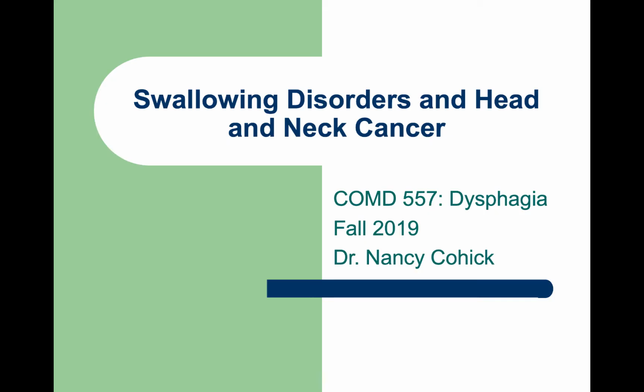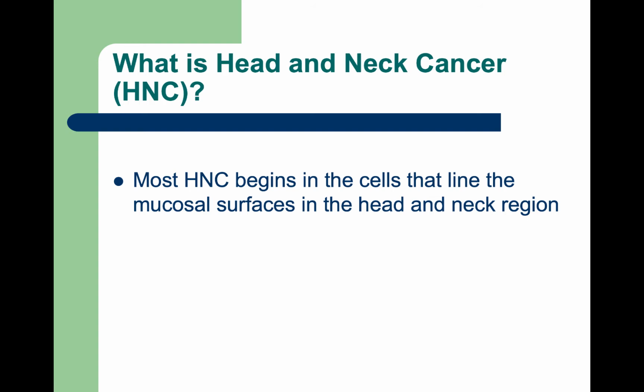And we're going to talk about swallowing disorders and head and neck cancer. Most head and neck cancer begins in cells that line the mucosal surfaces, that is, throughout your head and neck region. This may be in the mouth, the nose, and the throat. So a mucosal surface is any moist tissue that lines organs or other cavities in the body. Mucosal surfaces are lined with epithelial cells, and that overlies loose connective tissue.